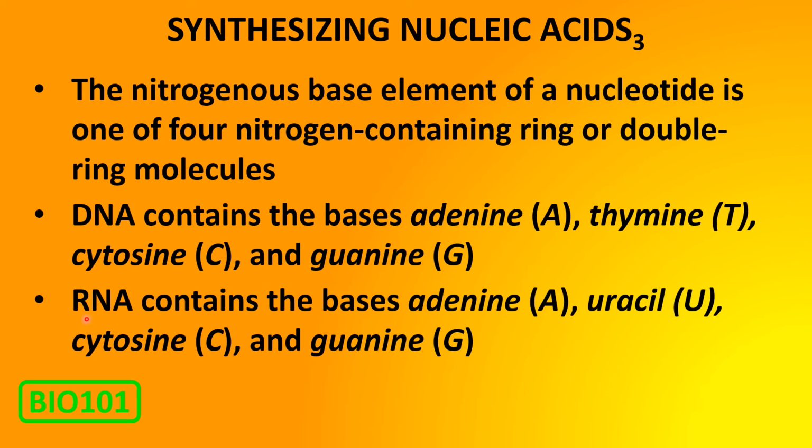And then ribonucleic acid contains the sugar ribose, and it contains the base adenine, capital A. Instead of thymine, RNA contains uracil, and that's the exchange that's made between DNA and RNA. So when you go from DNA to RNA, instead of thymine, it's going to be uracil, a capital U. And cytosine and guanine are still the same.